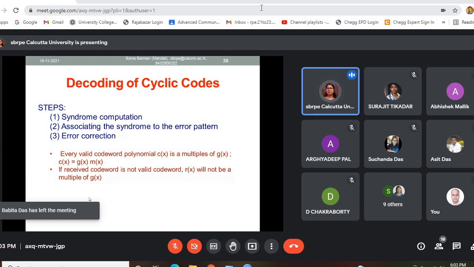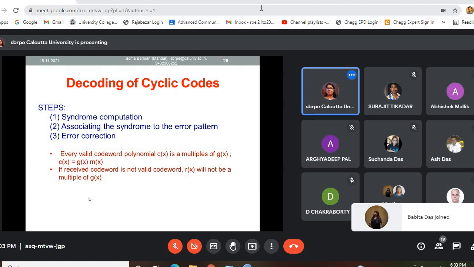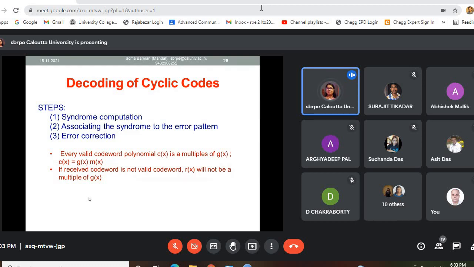So in the decoding of cyclic code, in the case of block code, we already know the syndrome calculation. By means of syndrome calculation, we can easily detect and correct the error. Here also, by means of syndrome computation, we can easily find out the error pattern. Whenever we find the error pattern, we can easily correct the error. But the error pattern here, we are representing by means of polynomial. All are represented by means of polynomial.